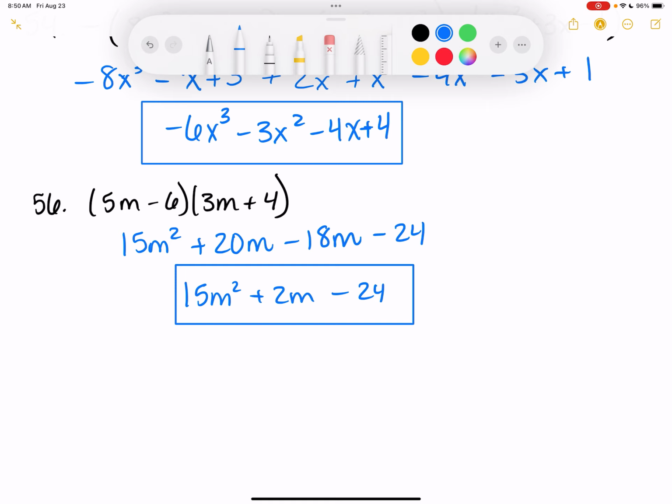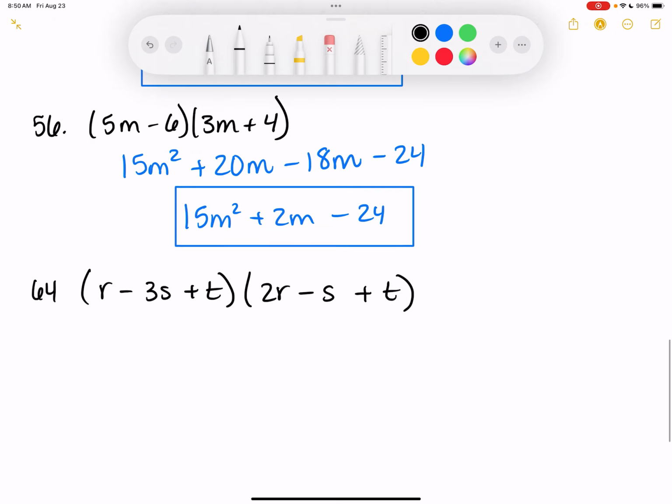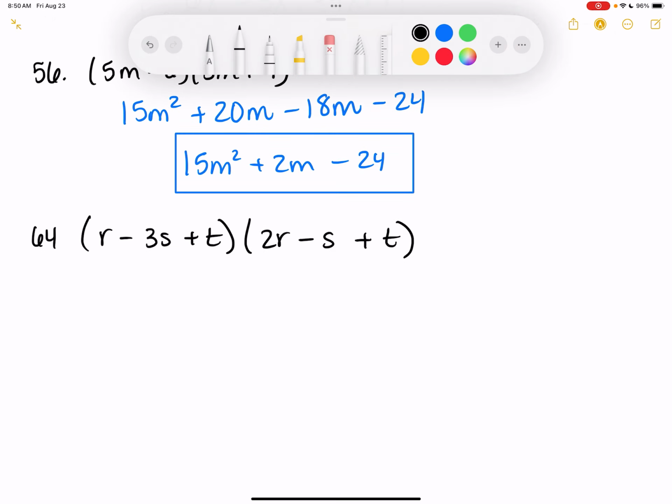So, the next one is number 64, and it is r minus 3s plus t, in one parentheses, times, in another parentheses, 2r minus s plus t. So I like to call this one superfoil because there's 3 terms in each one, or even sometimes one will have 2 and the other one will have 3. And so what I have to do is make sure I multiply everything by everything, if that makes sense.